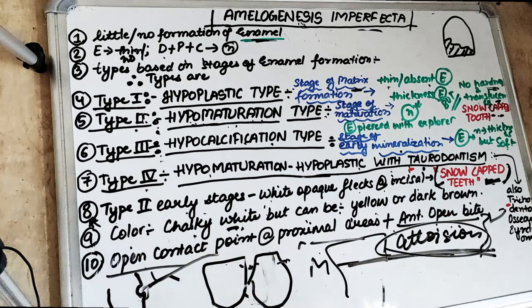So what should be our treatment? The treatment is that we are going to give veneering because the aesthetics is impaired, right? In order to give the patient good looks, we are going to give composite veneering to the patient. So guys, this is about amelogenesis imperfecta.